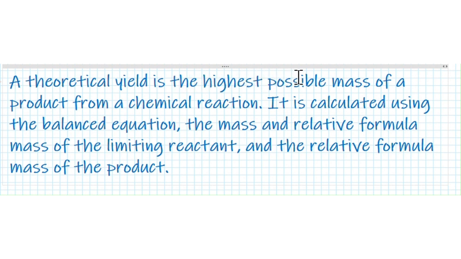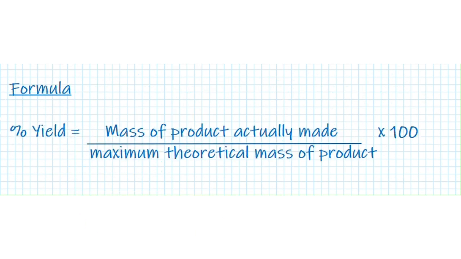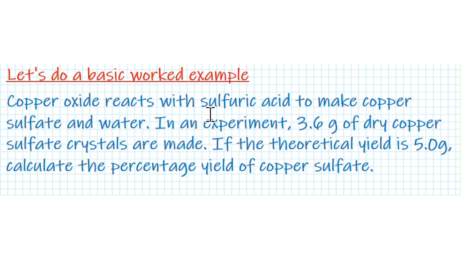A theoretical yield is the highest possible mass of a product from a chemical reaction. It's calculated using the balanced equation, using the mass and the relative formula mass of the limiting reactant and the relative formula mass of the product. Pause the video and see if you can remember and write down the formula for percentage yield. So, percentage yield is the mass of the product actually made divided by the maximum theoretical mass of the product times 100. So let's do a basic worked example.